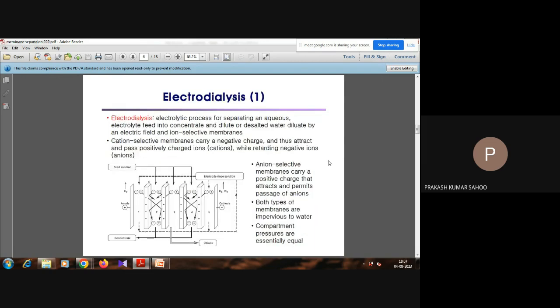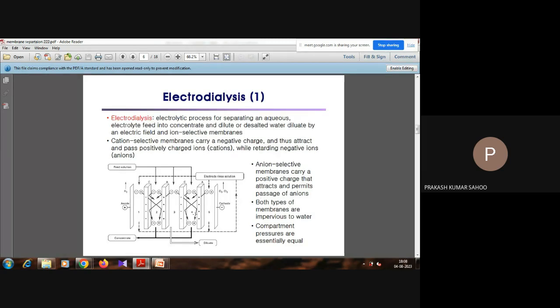Then followed by electrodialysis, another important membrane separation process, which involves the electrodialysis process, ED. So it is an electrolytic dialysis process for separating an aqueous electrolyte feed into concentrated and dilute or desalted water by an electric field and selective membranes. So here what happened?